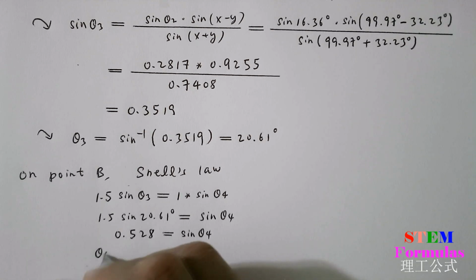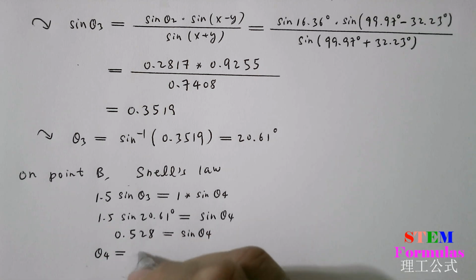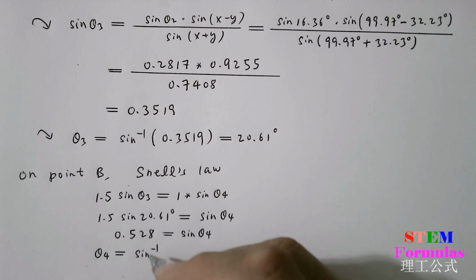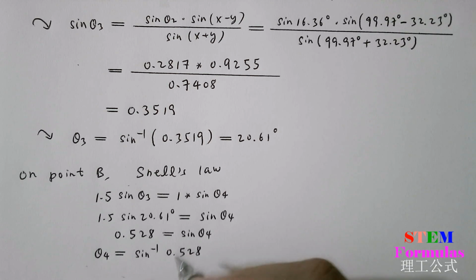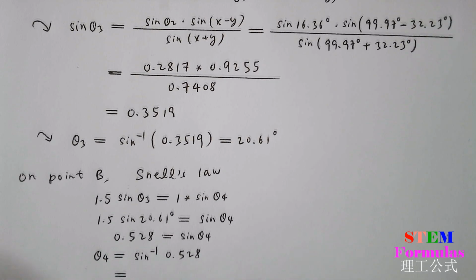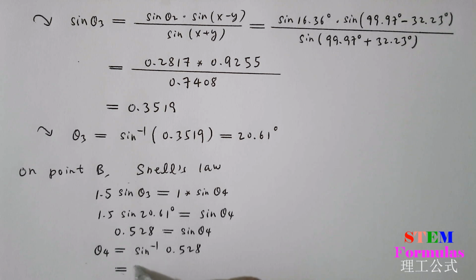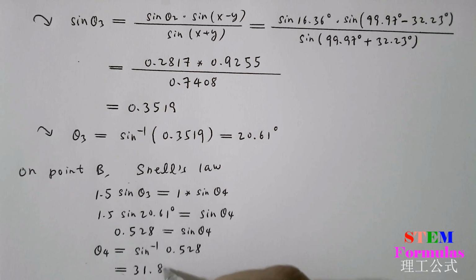Therefore, theta 4 equal sine inverse of 0.528, which is 31.87 degrees.